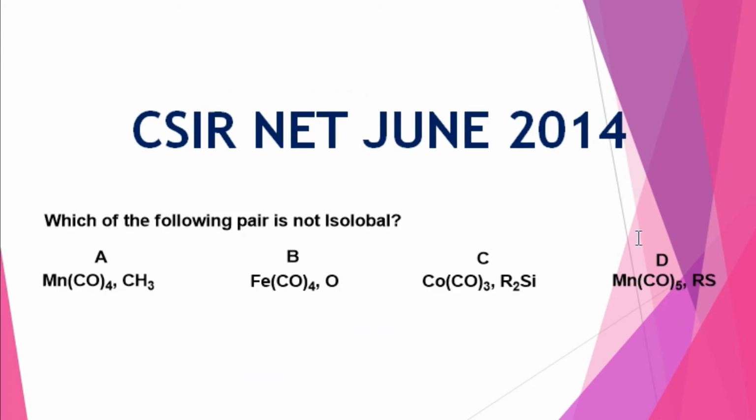This has appeared in CSIR NET June 2014. The question is: which of the following pairs is not isolobal? So A, B, C, D, there are 4 pairs. So let's check one by one.